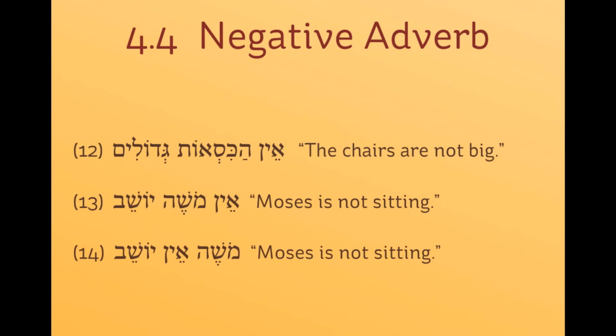Now, ein is usually the first word in the statement, but sometimes you can see it second. So 13 and 14 are the same, but you get ein and Moshe switched around. So 14 reads Moshe ein yoshev, and you can say that. It's just that typically ein will be the first word in the clause, but it doesn't have to be.